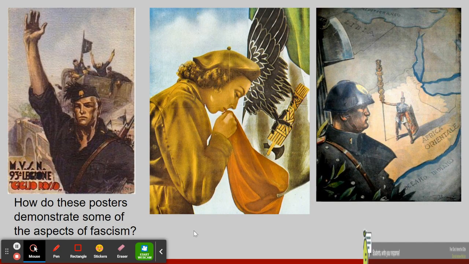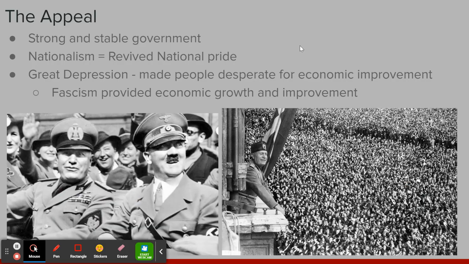So you can see here, these are just posters that show the aspects of fascism. We got the military over here, right? Extreme militarism, loyalty. She's kissing the Italian flag and then expanding over here. This is supposed to be a modern Italian soldier showing Rome, and these are the areas in Africa that Italy wants to conquer.